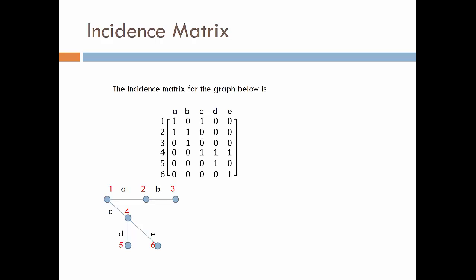For a second example, if we look at vertex label 2, vertex label 2 is incident to edges A and B. So we look at row 2, and we have a 1 under A and a 1 under B, and zeros elsewhere. So this is how we construct the incidence matrix for a graph.